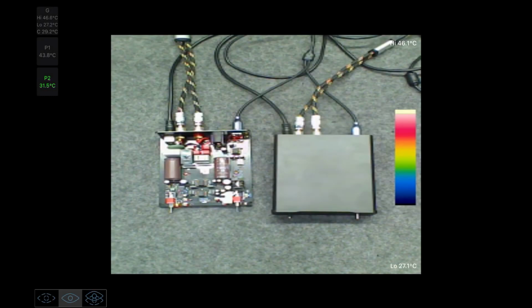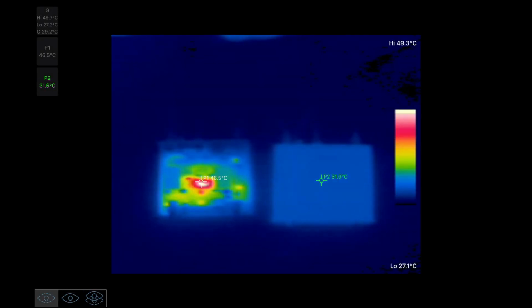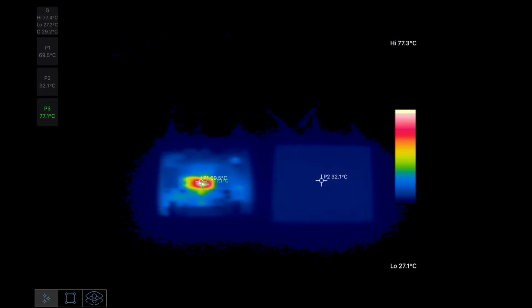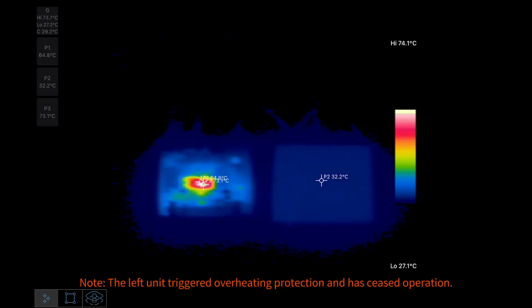Next, let's utilize an infrared thermal imager to monitor the real-time temperature changes of the V3 Mono during operation. On the left is a unit without the case, relying solely on heat dissipation through the bottom heatsink, while on the right, we have a fully enclosed unit. We can visually observe that the temperature of the power amplifier chip location on the left rises very rapidly, and before long, it triggers overheating protection, ceasing operation. In contrast, the surface temperature of the unit on the right remains around 32 degrees Celsius, indicating normal operation.